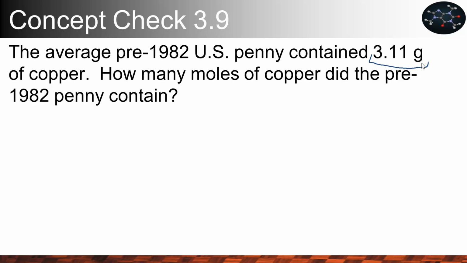There are 3.1 grams of copper in an average US penny before 1982. So how many moles of copper did that represent? Well, we can look at the periodic table and see an averaged amount. Right under the carbon, for instance, or right over it, depending on the periodic table you're looking at, you'll have this number 12.01 or something close to it.